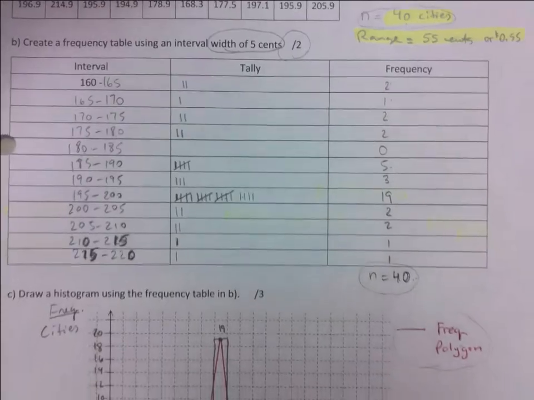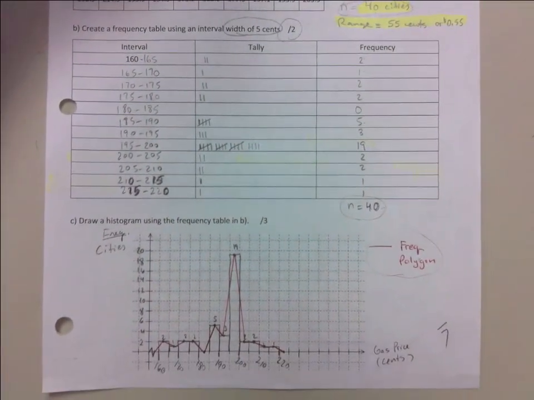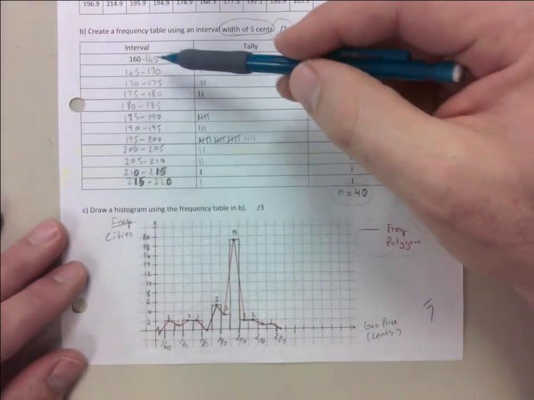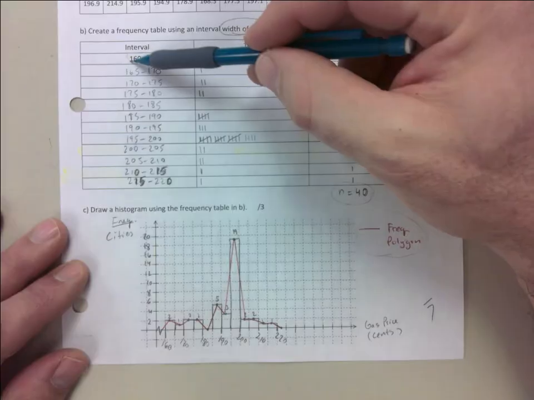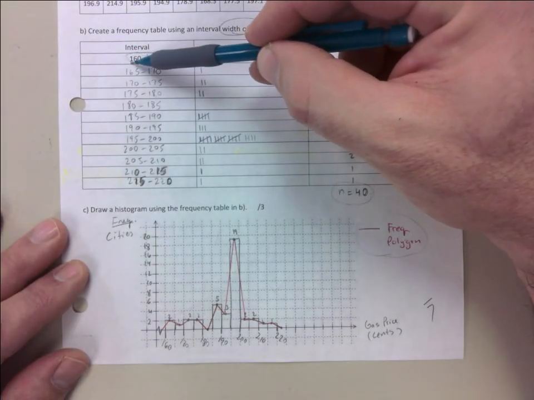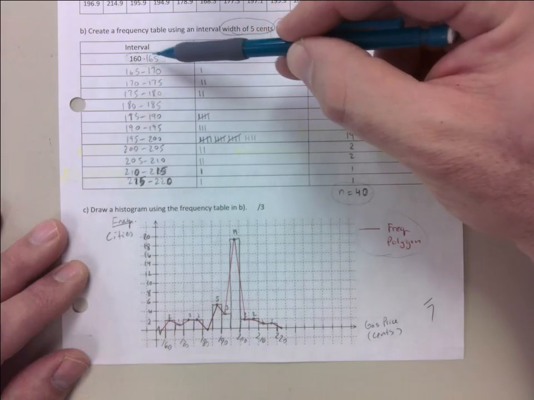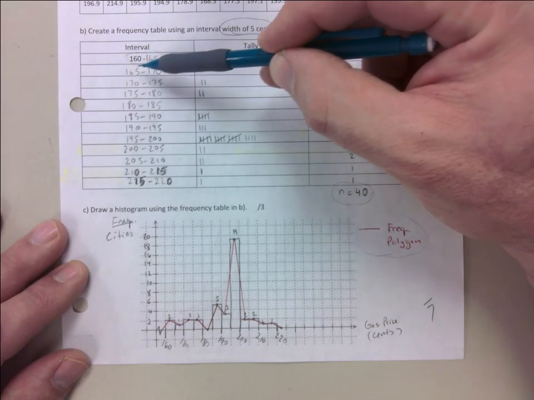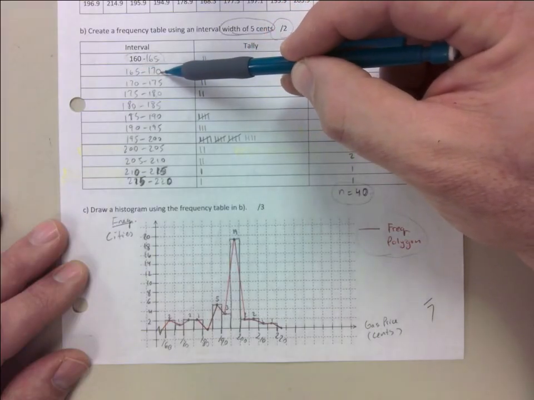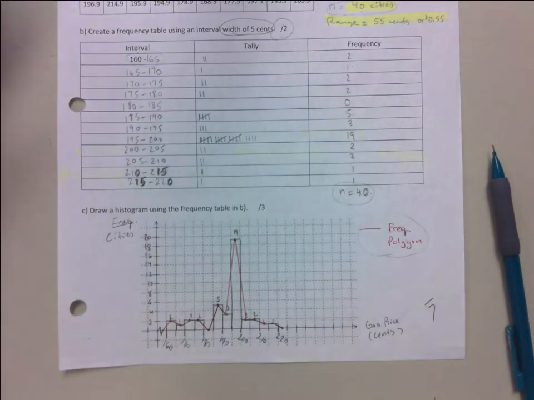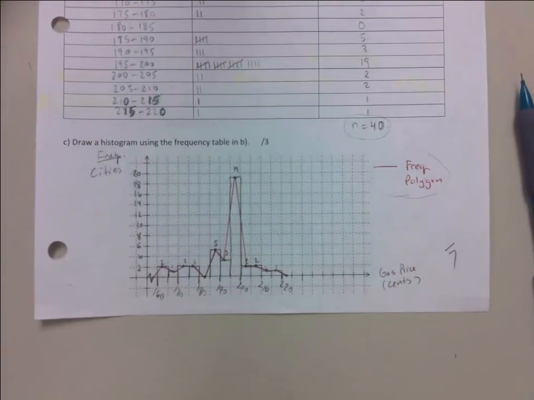For the histogram, watch this. I'm trying to zoom out to make sure I have these ones in there. This is what's going to help you develop your histogram. So I'm going to start at 160 and I'm going to go to 165. Then from 165 I'm going to go to 170 and so forth. So if you look at the graph, I'm going to now zoom in.